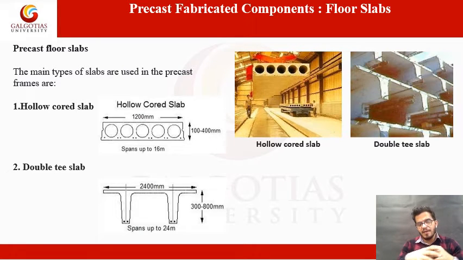When there is a requirement for a large span, we use the double T slab, and when there is a requirement for a smaller span of around 15 to 20 meters, we use the hollow core slab. As you can see in the picture, the hollow core slab has cores that can be used as service ducts, and the double T slab has to be fabricated with the false ceiling as well.